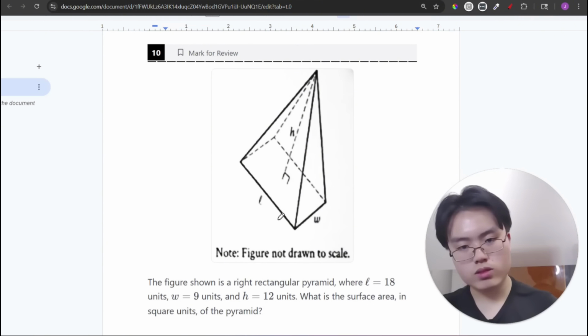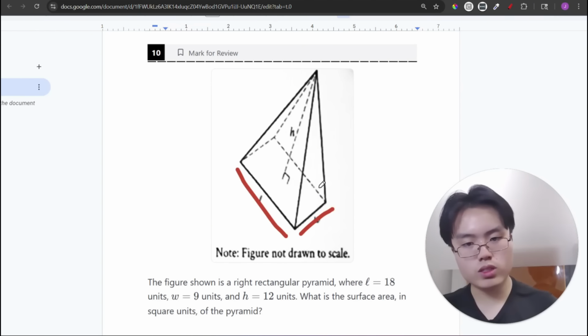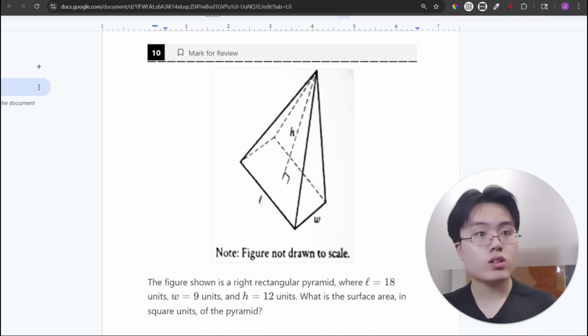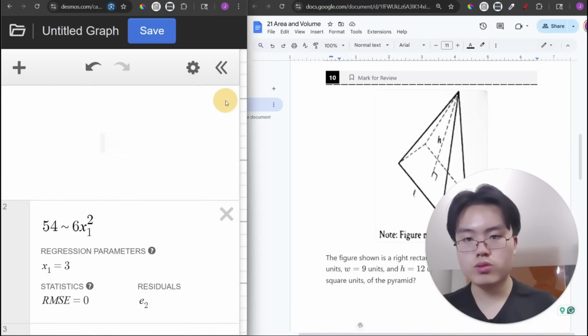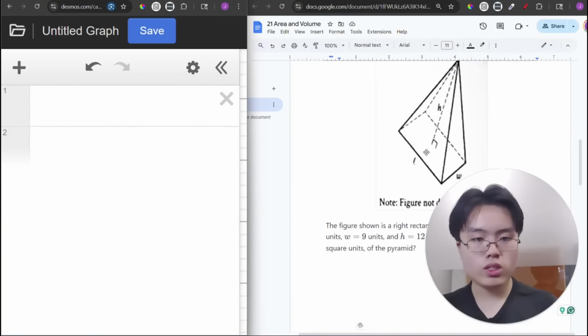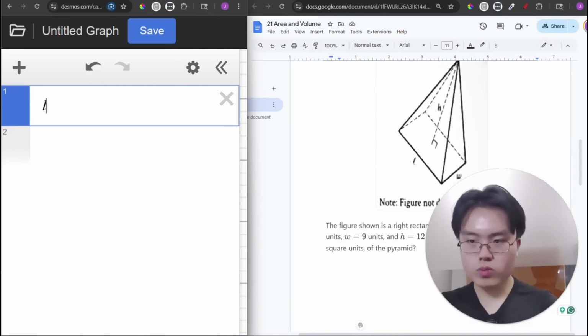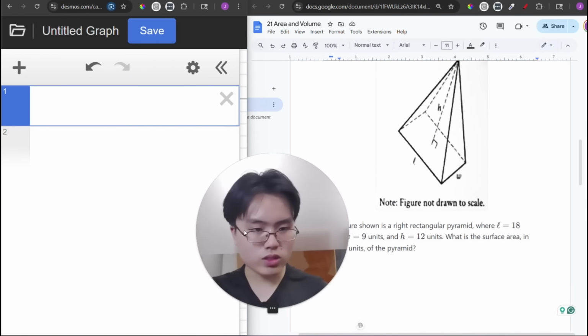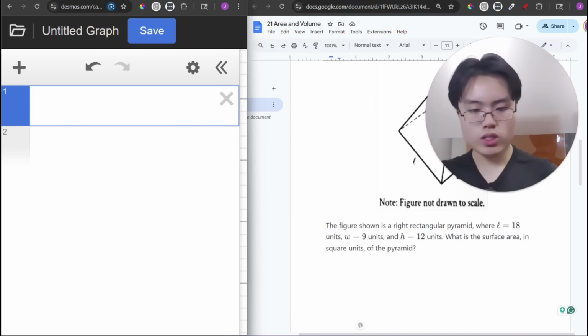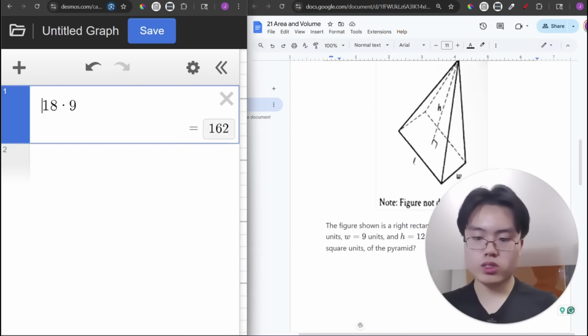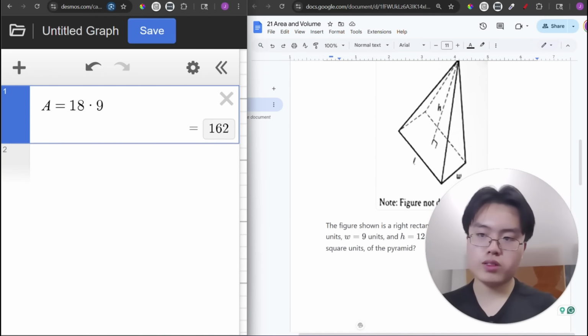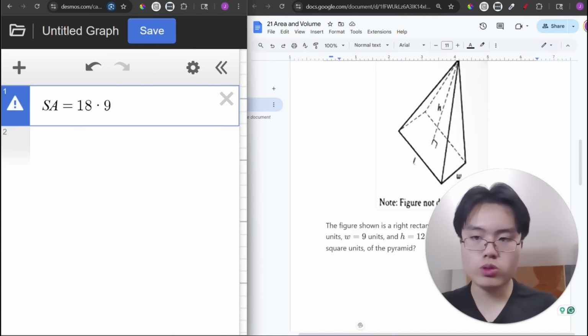Okay, so I think we can easily get the area of this rectangle, right? Length times width. Let's actually put that. Again, we just try to piece together the formula. Surface area is just all the areas of the surfaces added together. So we can get length times width, which is 18 times 9, length times width. So we'll get the area. So surface area, SA, equals this.